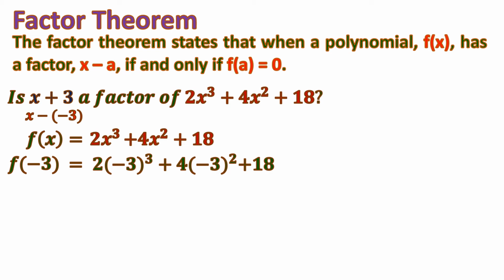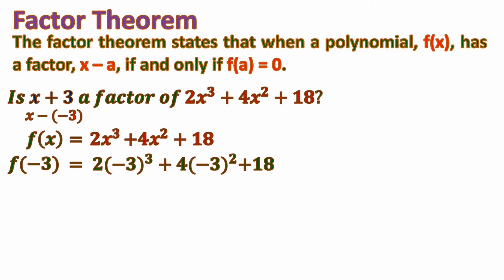According to the factor theorem, if we substitute the a for the x, and the result is 0, that means x plus 3 is a factor of the polynomial. So now let's test if x plus 3 is really a factor of 2x cubed plus 4x squared plus 18. Let us substitute.